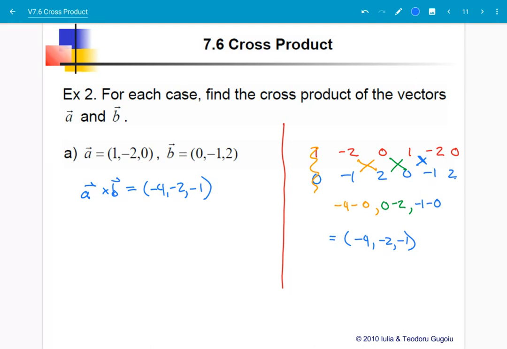Okay, so there we go. All right, you try the next one. When you're ready, go ahead and run the video again, but set up the next one and go through the calculation for the cross product of A cross B for the next one.